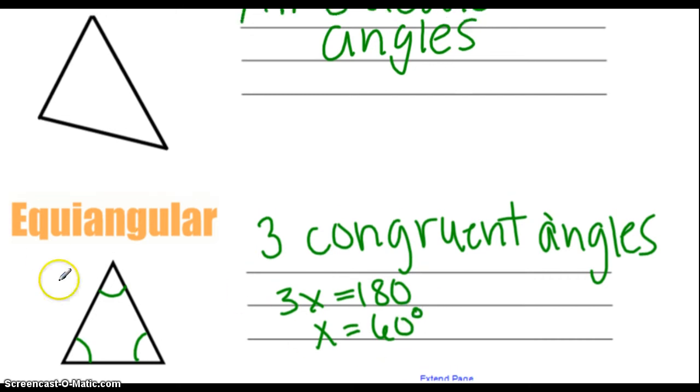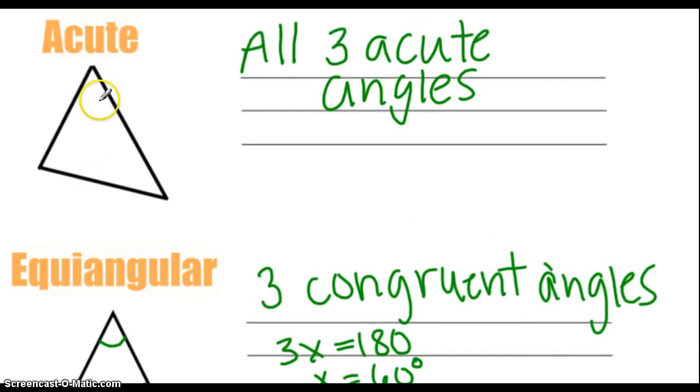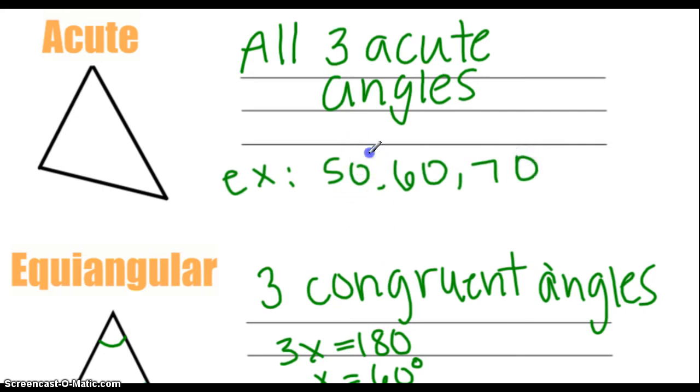Well, if every angle in there is 60 degrees, it is acute, which makes every equiangular triangle acute, but not every acute triangle has to be equilateral. Example, 50, 60, and 70 would make a triangle, because 50 and 60 is 110, and then 70 would make a triangle that's acute. So every equiangular triangle is also acute, but not every acute triangle is equilateral.